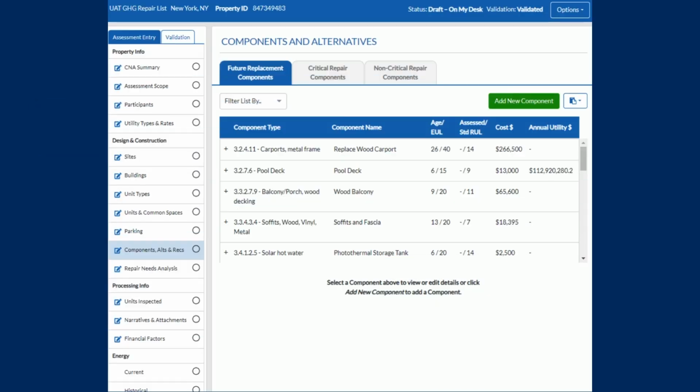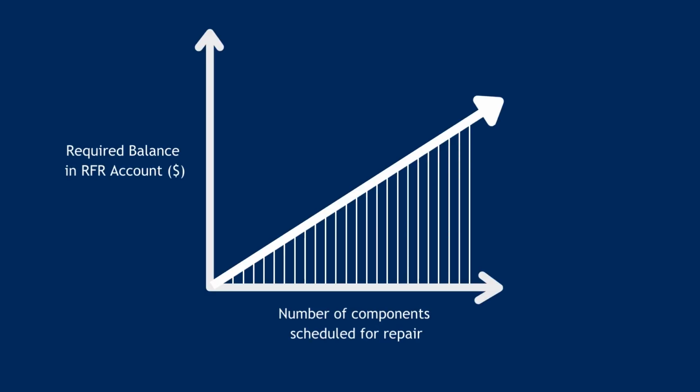The CNA preparer enters components and alternatives, provides estimated costs for each component, and recommends when components will be addressed, either now or at the end of their useful life. CNA eTool keeps a running total of the items to be addressed each year over the period of the CNA, both in uninflated and inflated dollars. This running total shows the dollar amount that needs to be available in the project's Reserve for Replacement, or RFR, account during each year to address scheduled capital needs and repairs.